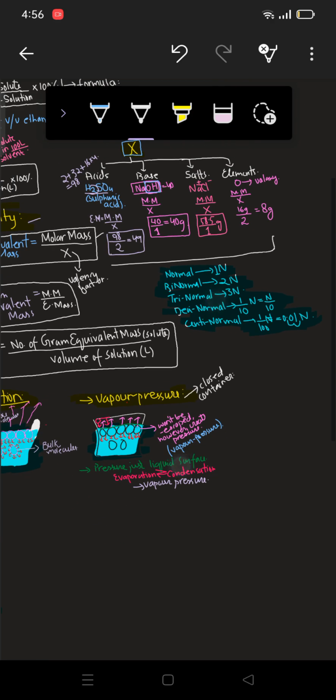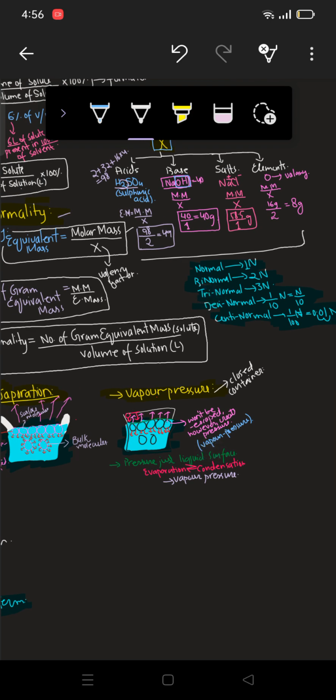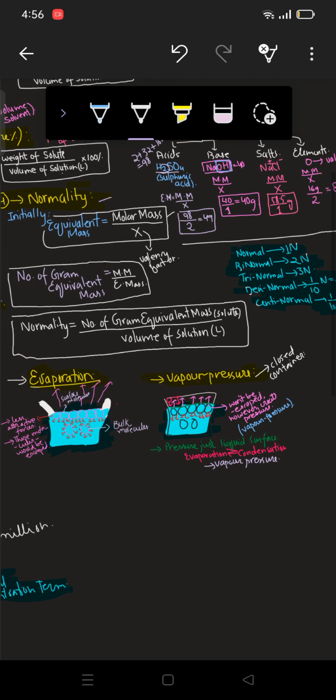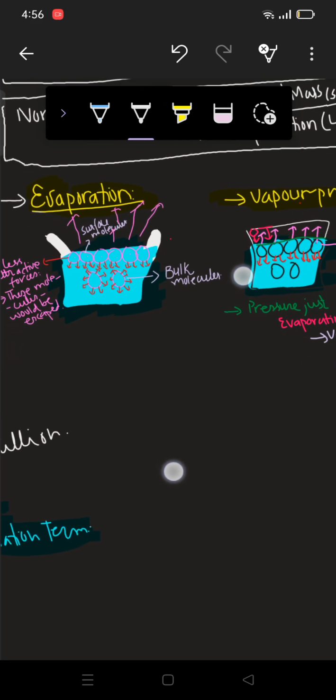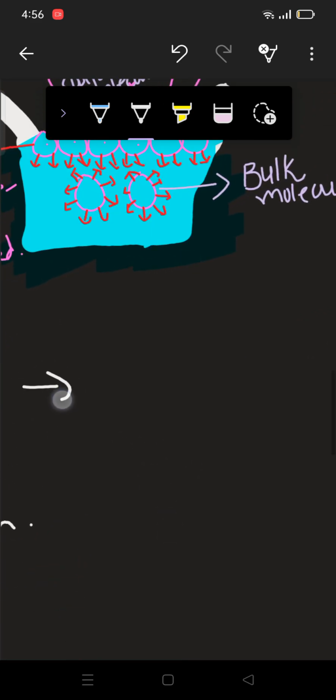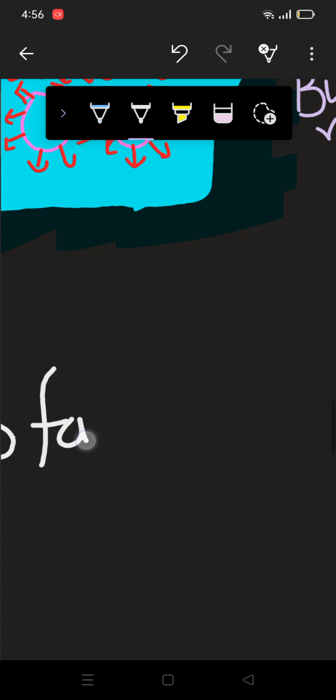Why is it made in the closed container? Since molecules of the water cannot escape from it, right? That's why they create a pressure just above the liquid surface, and this is what we call the vapor pressure. So vapor pressure is made in the closed container, not in the open container at all. So in today's video we are going to discuss the factors that affect vapor pressure.